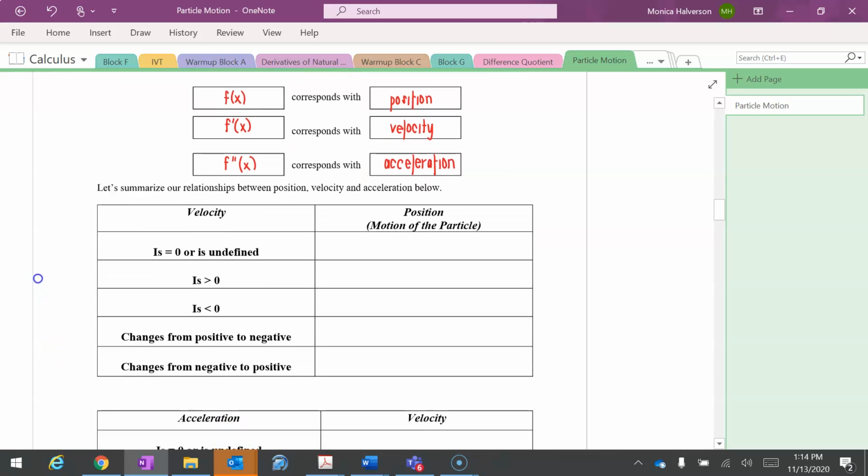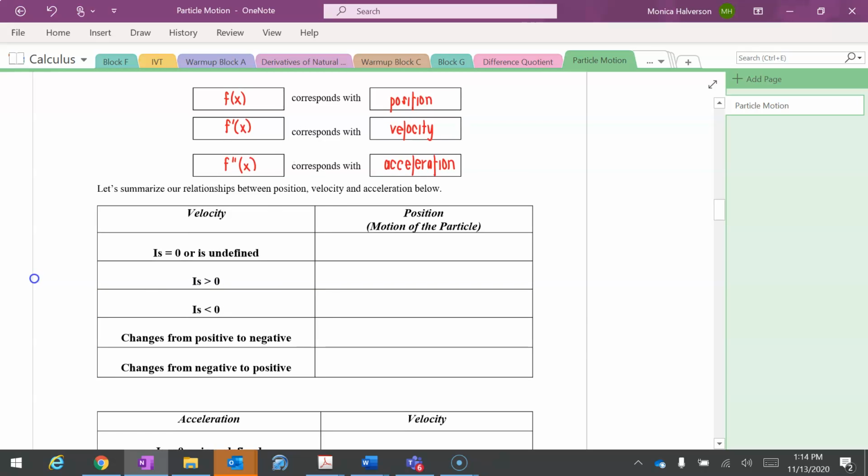So, let's talk about what we know. If the velocity is 0 or undefined, which means that the first derivative equals 0 or undefined, well, we need to go back to what we know. If the first derivative is equal to 0, we know that that has a relative max or min for the original function, which means what with regards to position? That means that this has a potential turnaround point.